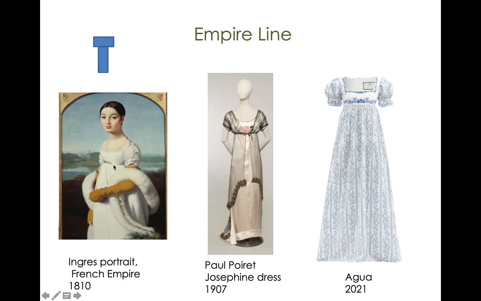So the Empire Line name came from the fact that when Napoleon conquered France and was the emperor, hence empire, his wife Josephine wore these high-waisted, very simple, often white dresses, very, very fragile and romantic. And this is an Ingres portrait of a woman from the French Empire. It's not Josephine, it's someone else, another aristocrat. And Paul Poiret was very influenced by that French Empire style. So nearly 100 years later, he made this dress, which is called the Josephine dress, in honor of Josephine, who was Napoleon's empress.